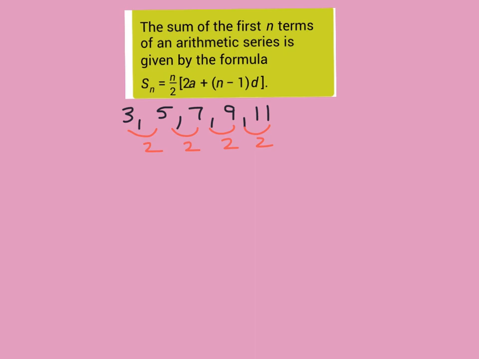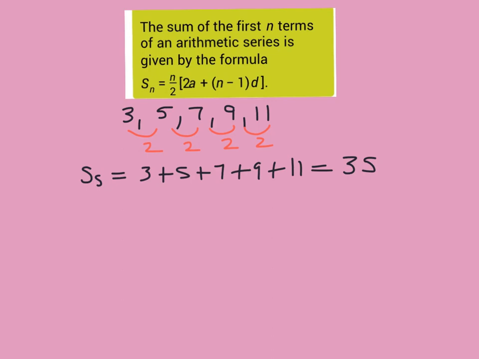So we have 5 terms there, S5, and we can very easily add them together. 3 plus 5 plus 7 plus 9 plus 11 equals 35. But if we had, for example, S20, that would require us to write out all 20 terms and then add them together, which takes a little bit of time. So this formula actually saves us from having to do that.